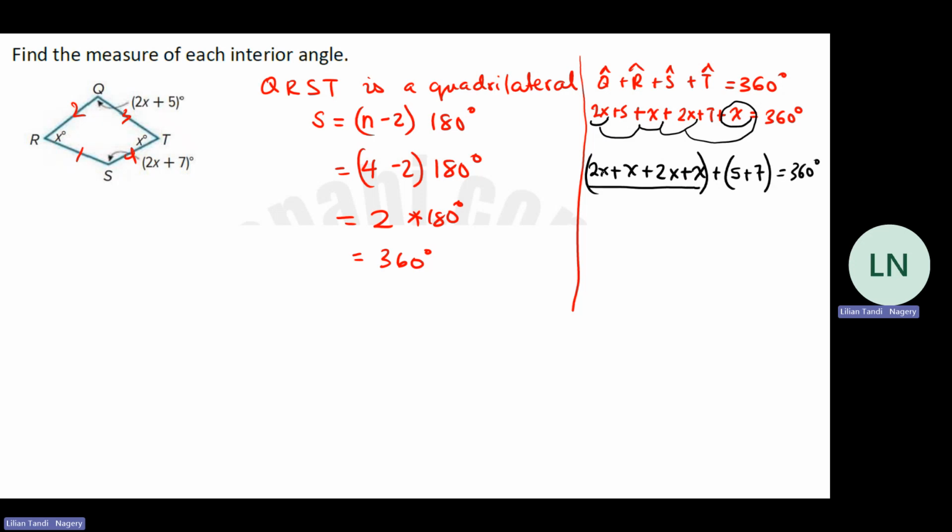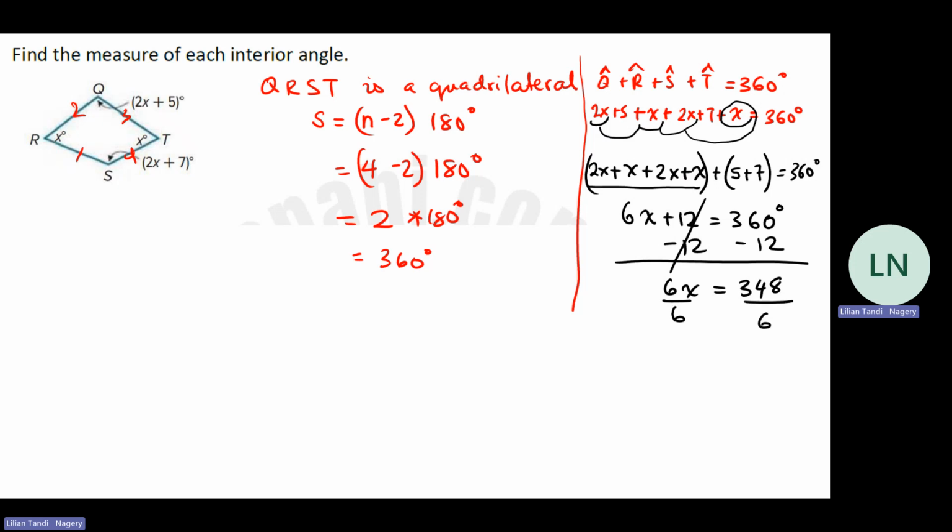Now, how much is this? 2 plus 1 is 3, 3 plus 2 is 5, 5 plus 1 is 6. 6x plus 12 equals to 360. Minus 12, this goes away. 6x equals to 348. Then we divide by 6 and we divide by 6, okay? Now, what do we do?